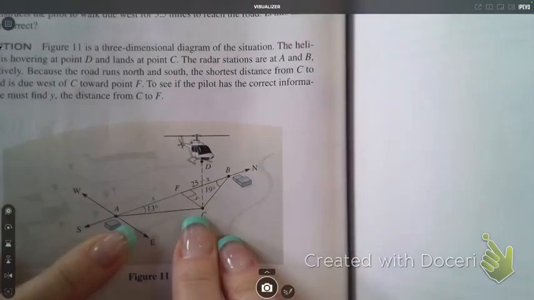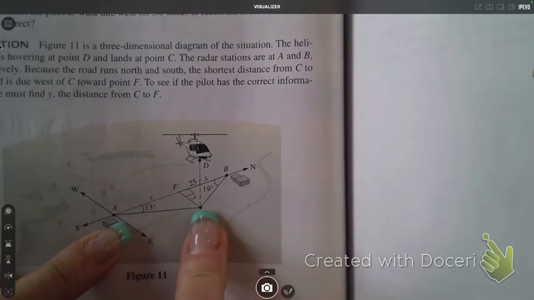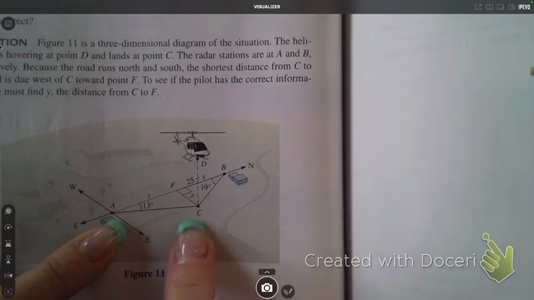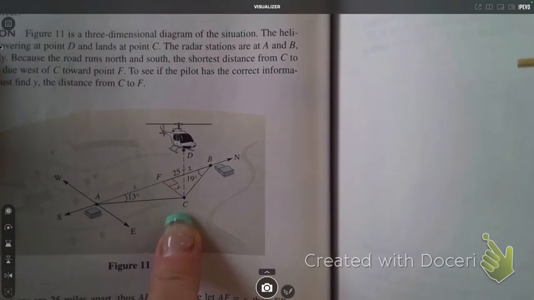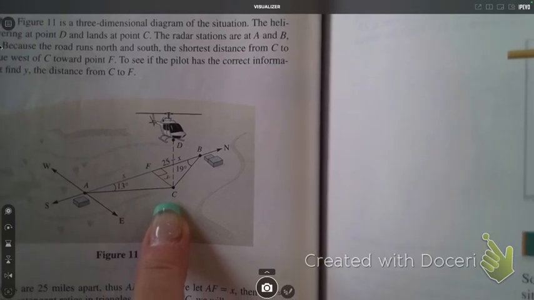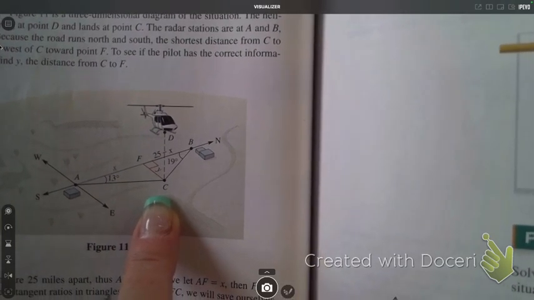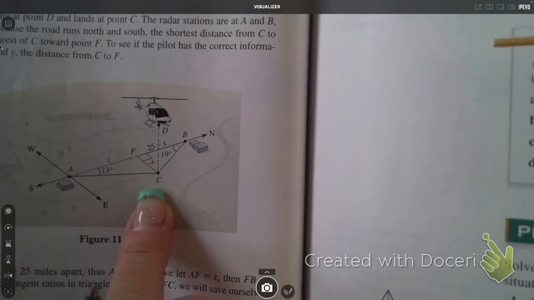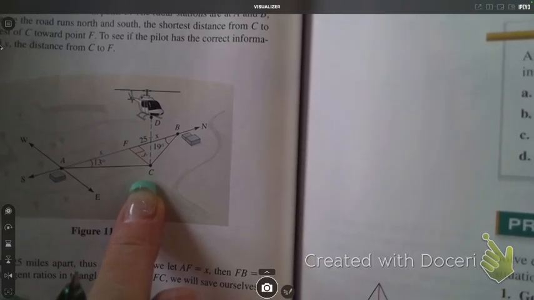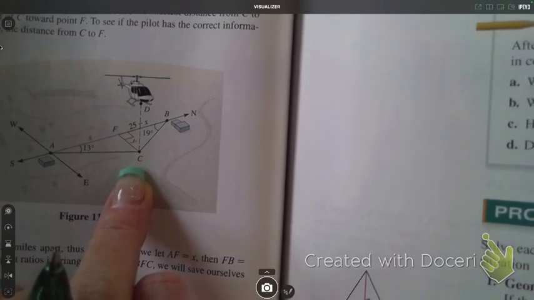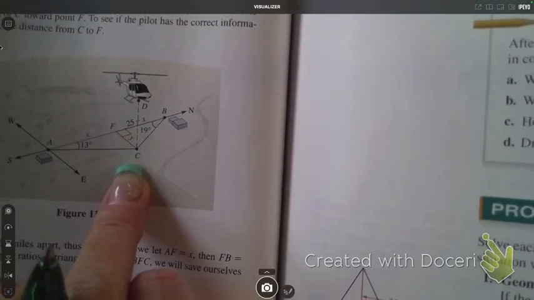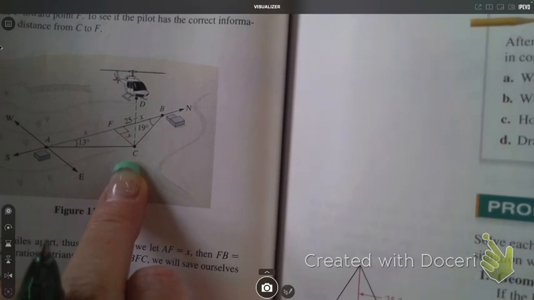Okay, so here's the picture. You see the helicopter? Okay. So it says, a helicopter is hovering over the desert when it develops mechanical problems and is forced to land. After landing, the pilot radios his position to a pair of radio stations located 25 miles apart along a straight road running north and south.